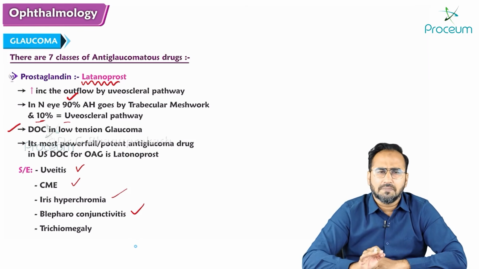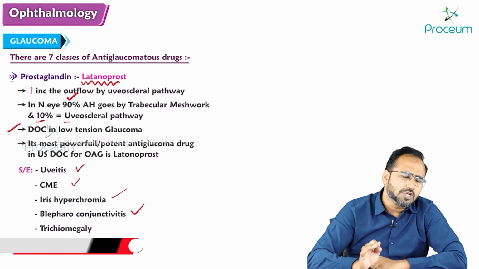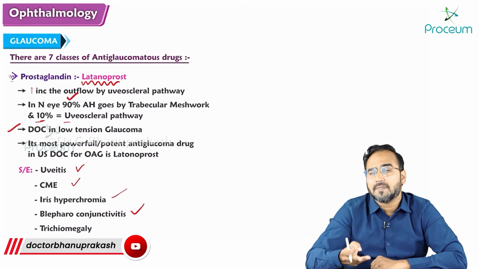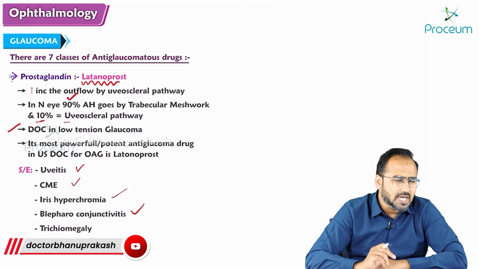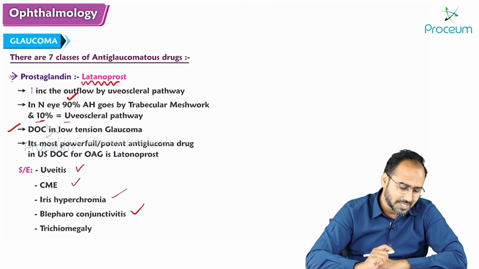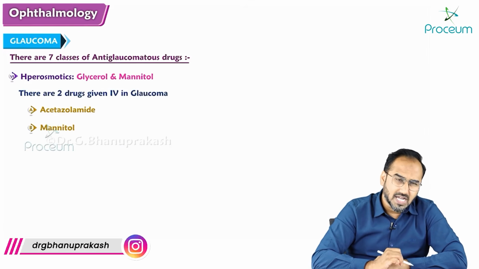So anyway guys, remember, we are discussing latanoprost. Side effects of latanoprost and pilocarpine are almost similar. Uveitis, blepharoconjunctivitis. Apart from that, what else can you see? Sometimes cystoid macular edema or iris hyperchromia could be seen after using what drug? Latanoprost. Right? Coming to the last line of drug, which is called what?